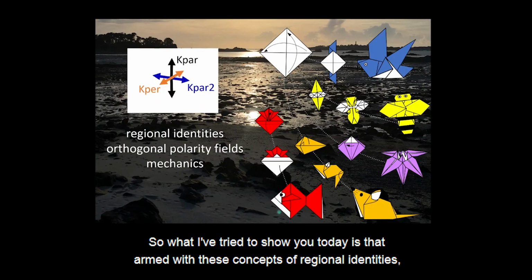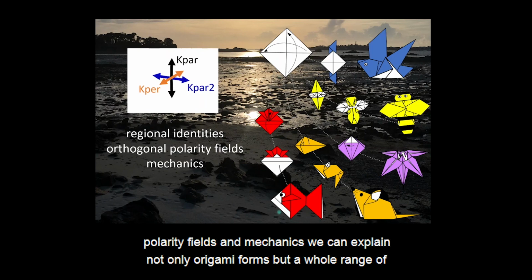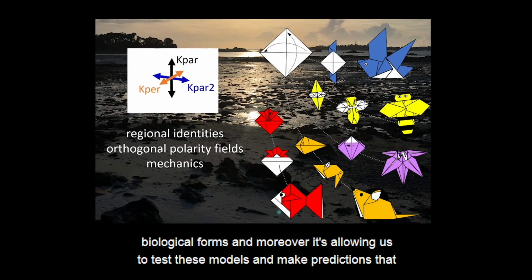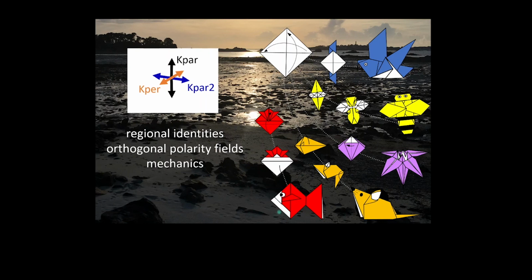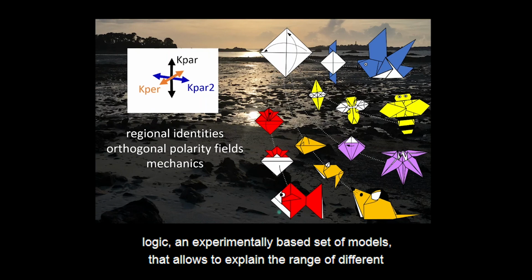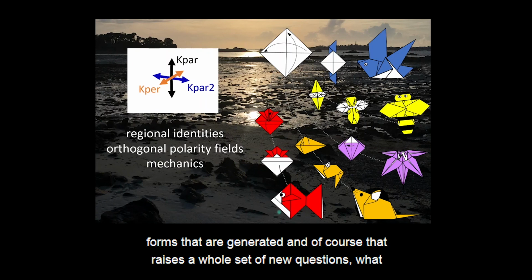So what I've tried to show you today is that armed with these concepts of regional identities, polarity fields, and mechanics, we can explain not only origami forms, but a whole range of biological forms. And moreover, it's allowing us to test these models and make predictions that we can validate with experimental data. So we're starting to build up for the first time a coherent logic and experimentally based set of models that allows us to explain the range of different forms that are generated.